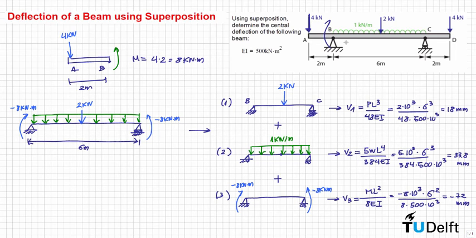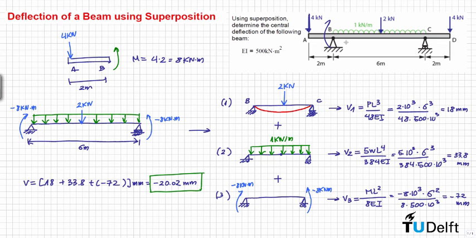Then the total deflection of the beam is the sum of all the subproblems. Then we have that. This is the final solution, minus 20.02 millimeters. And it is very important to realize that these standard solutions are defined such that a positive deflection, like this one, 18 millimeters, implies a deformation downwards. So this beam is being deformed like that. This is why we have a positive deflection.